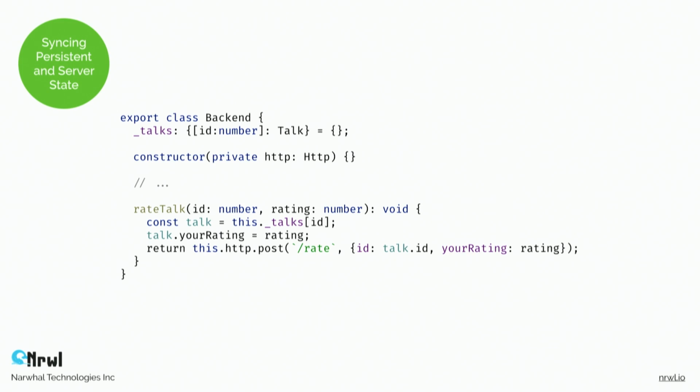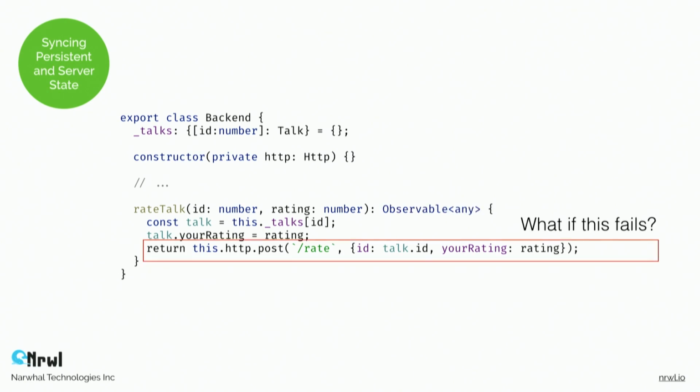Okay? We are going to look at the rateTalk method instead. Okay? It is very, very simple. It takes a talk ID. It takes a rating that we'd like to set. And what we do is we find the right talk in memory. We update the talk optimistically. And so the UI will react right away. So the user can see this feedback. The application feels responsive. And after that, we're going to send a request to the server to update the same item on the server. Okay? The question here, of course, is what happens if this request fails?